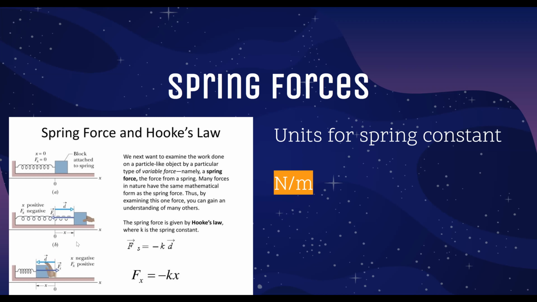So k is a constant. Its units are newtons per meter. K is a measure of how strong the spring is, and x is the displacement. So how you find a spring force is you take the constant of that spring and multiply it by the displacement, the magnitude by which you displace the spring. If you displace the spring more, you get more force. If you have a spring with a higher k value, you get more spring force as well.